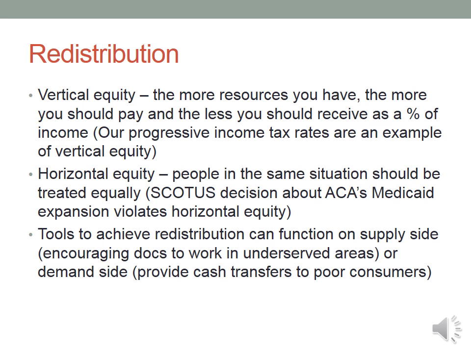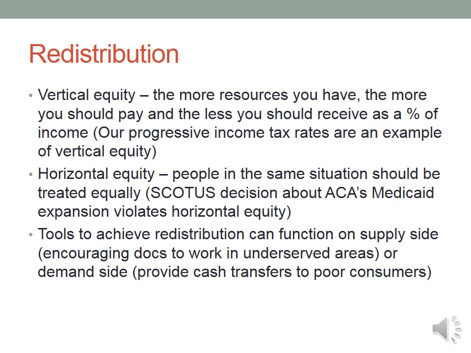There are two kinds of equity that we talk about. Vertical equity. With vertical equity, the more resources you have, the more you should pay and the less you should receive as a percent of income. So an example of vertical equity is our progressive income tax rates, where as your income goes up, your marginal tax rate goes higher and higher on your income tax. So people who have more can afford to pay more.